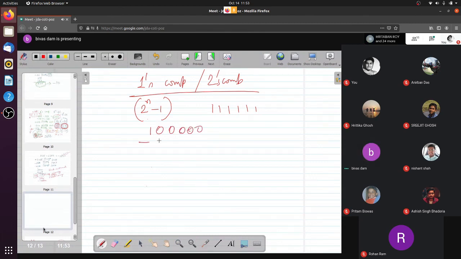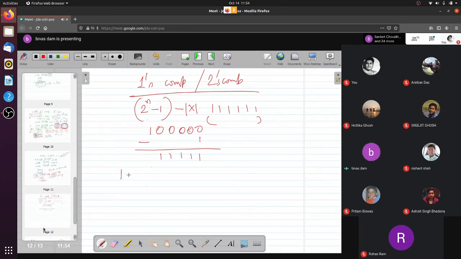That minus 1 is nothing but 1 1 1 1. So I have to subtract x, the magnitude of x, from 2 to the power n minus 1. That means I have to subtract all 1s. Now the constituent bits of x can be either 0 or 1, because it's a binary system. So I'll be subtracting either 0 from 1 or 1 from 1.